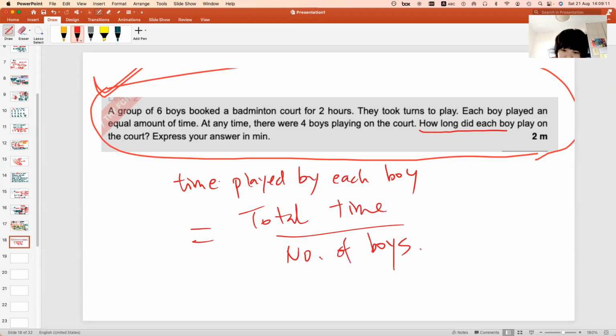Okay, so we know how many boys there are already. So we have 6 boys here, right? Total 6 boys. So now the question is how much is the total time here? It says you book a badminton court for 2 hours, and then there were 4 boys playing on the court at any time. So the total time is how much? What do you think?